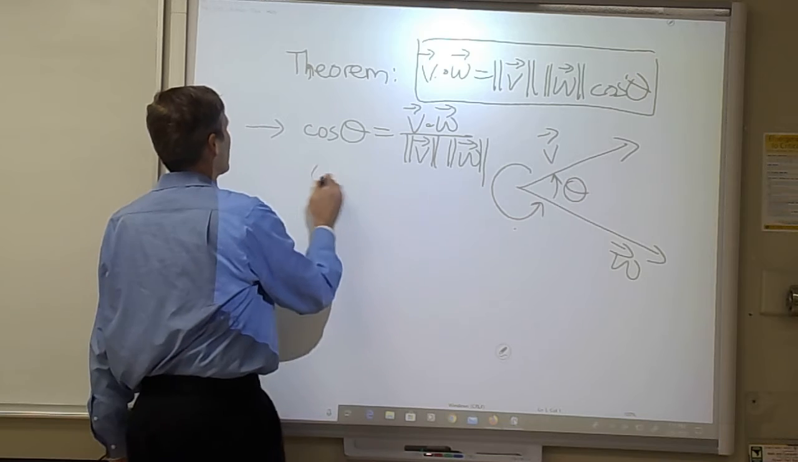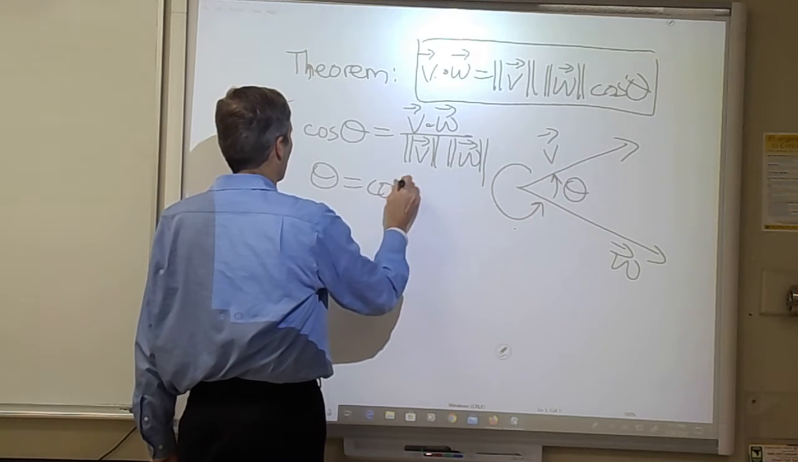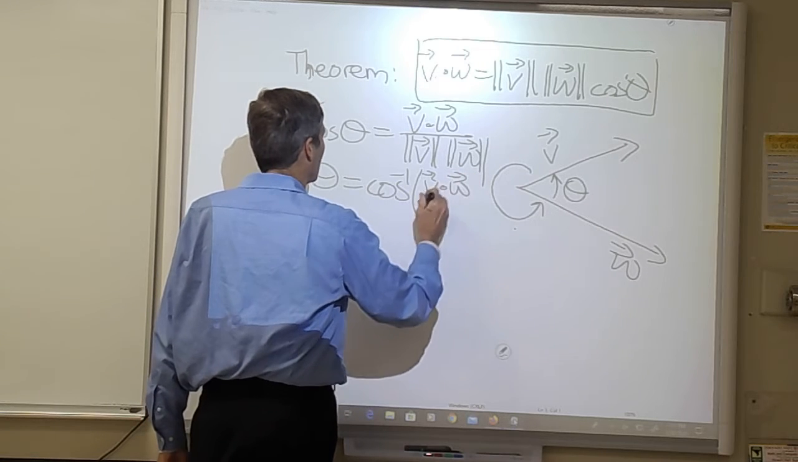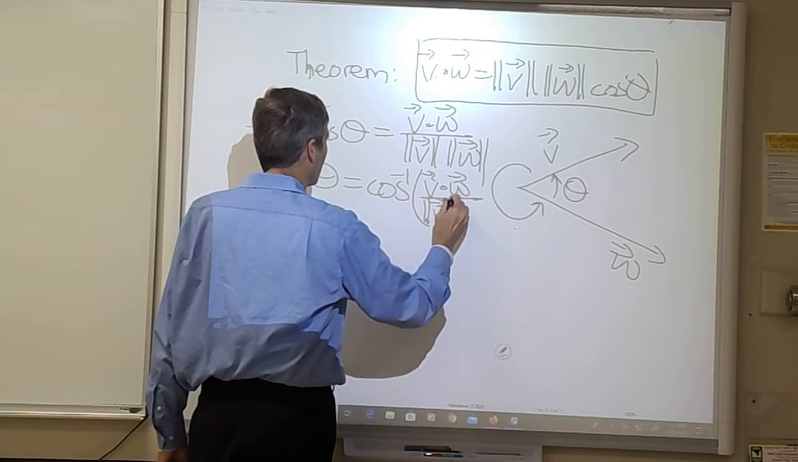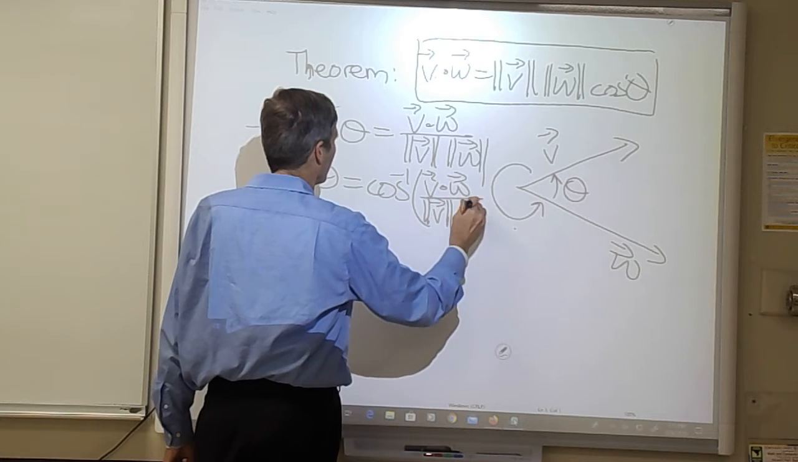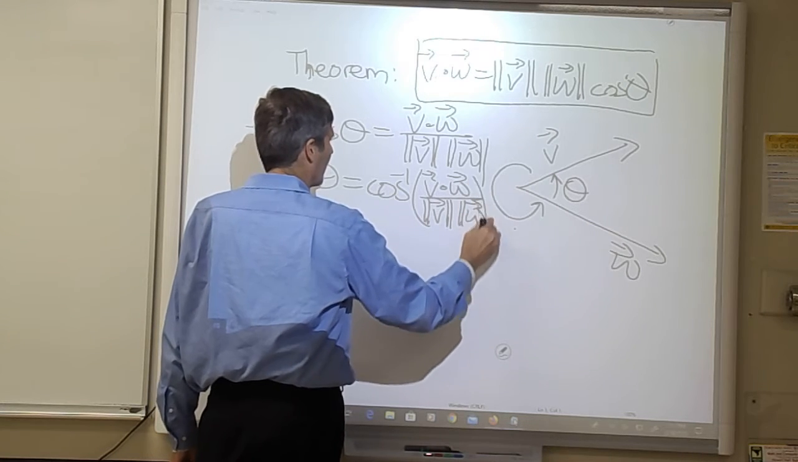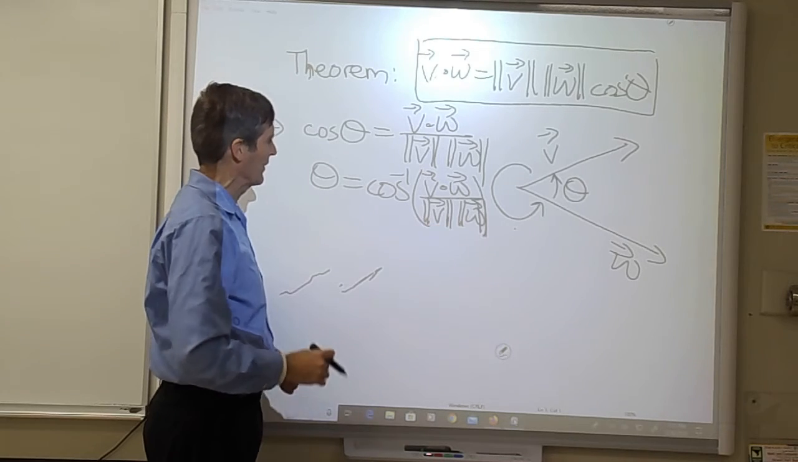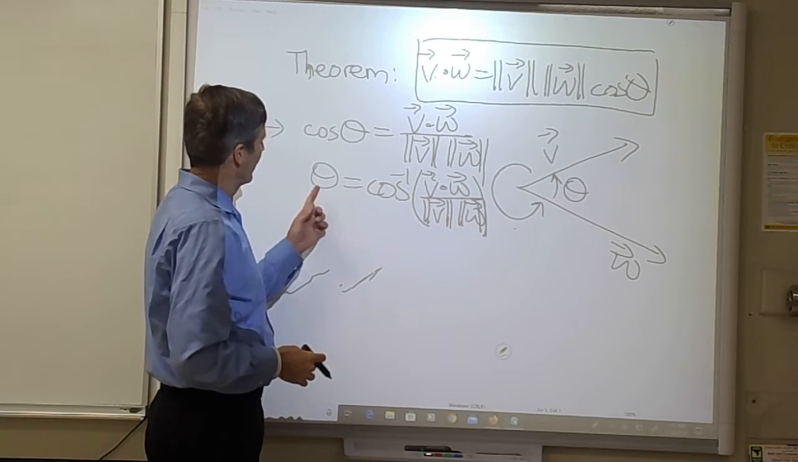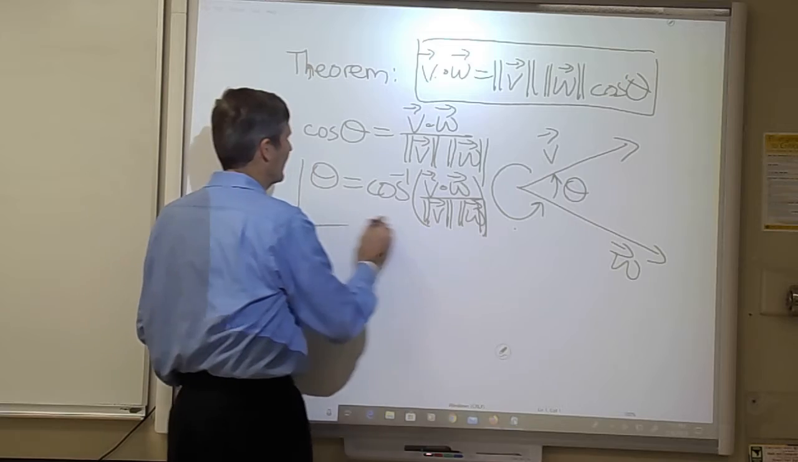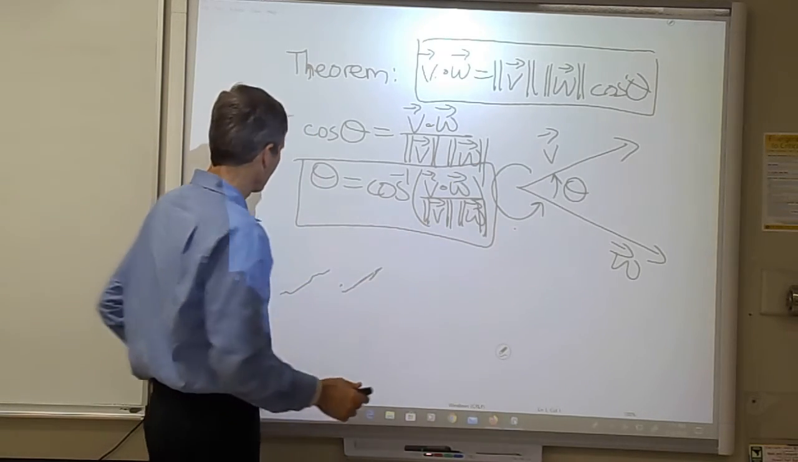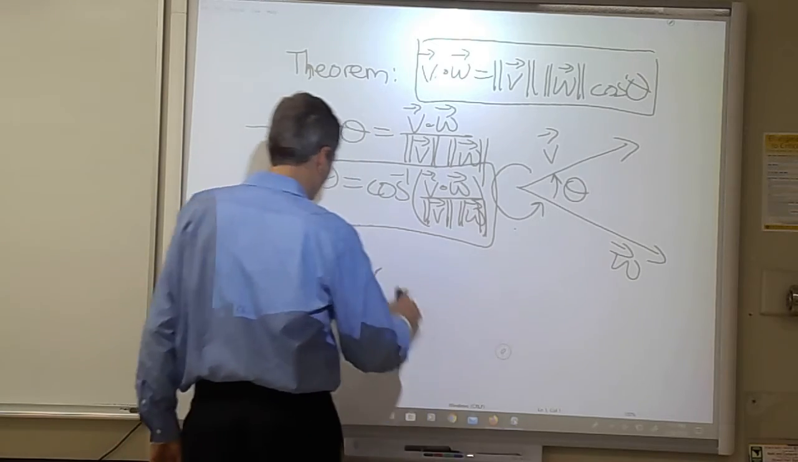If I take the inverse cosine of both sides, I get theta is the inverse cosine of V dot W over length of V, length of W. This always works as long as neither of these is the zero vector, otherwise you get a division by 0. So you can find the angle between any two non-zero vectors by this formula now. Let me do a short example of that.